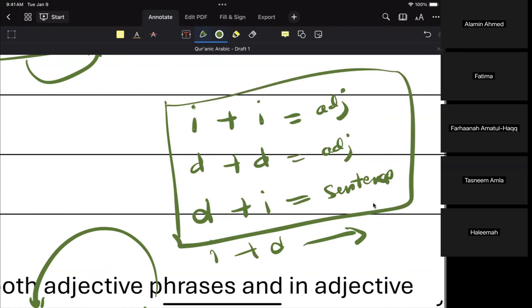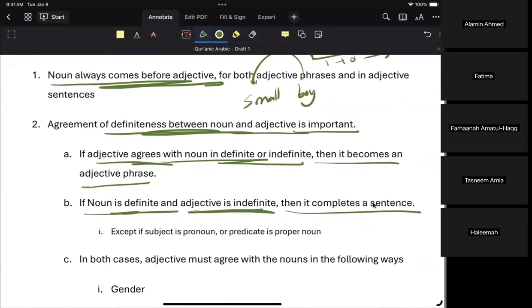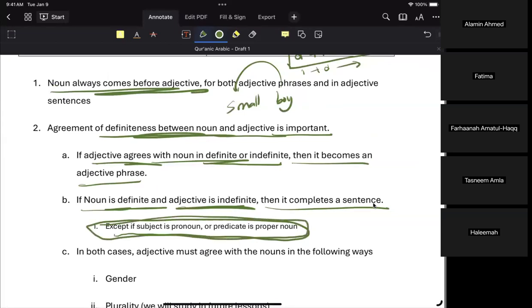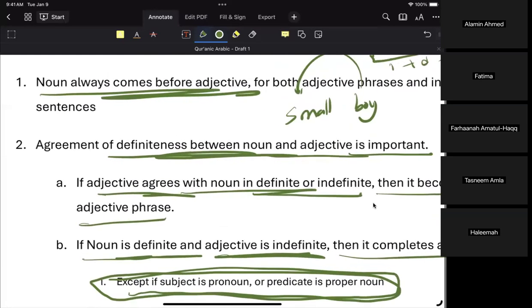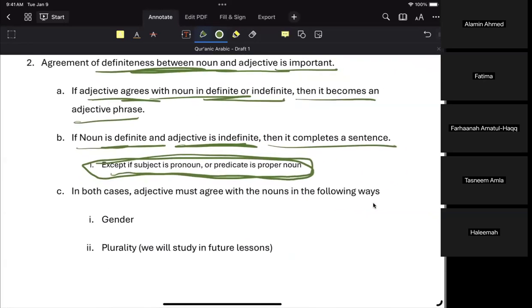Very simple stuff. Okay, so any time you have their definiteness agreeing with each other, you have to consider them an adjective. So let's see if I'm missing something. If the noun is definite and the adjective is indefinite, then it completes a sentence, except if the subject is a pronoun. I will talk about this one a little bit later, in detail. I don't want to put exceptions when you're learning the major rules. There are exceptions to these things, which we'll cover maybe inshallah next class.